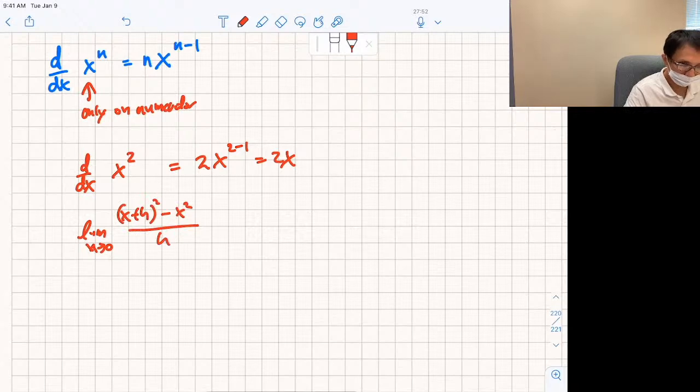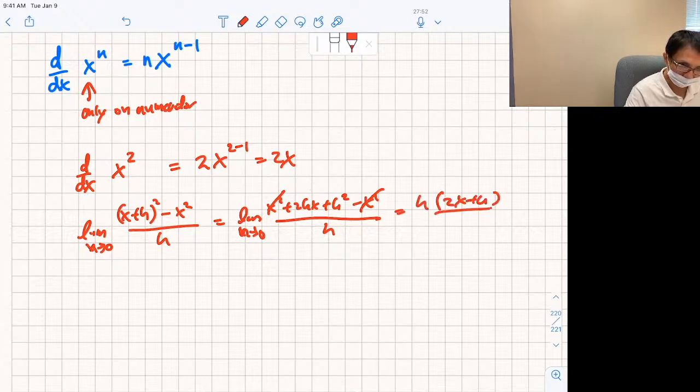Limit as h approaches 0 of x squared plus 2hx plus h squared minus x squared, over h. This one cancels out. You take out h, so it's h times (2x plus h) over h, with the limit as h approaches 0. And then eventually you get 2x. So the work is much more efficient now.